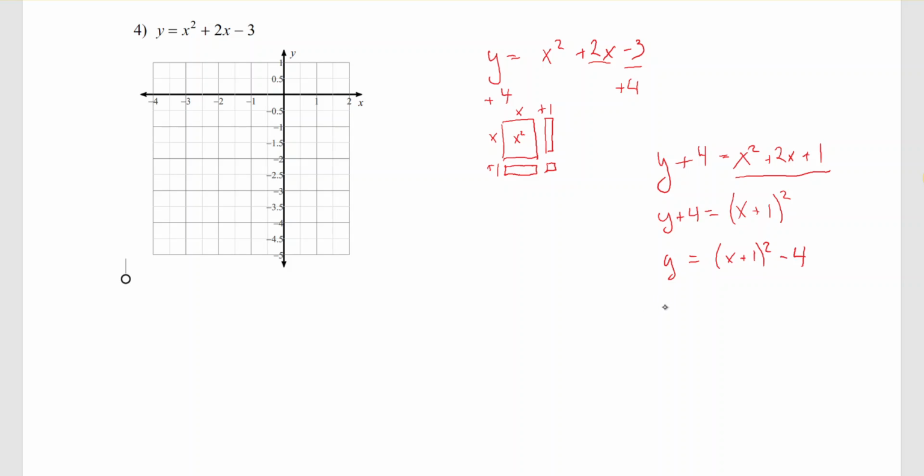We know that our vertex is at (-1, -4). Go ahead and plot the vertex. (-1, -4) is right here. And let's see if we can use our y-intercept for our second point. So go back to our original equation that's written in standard form because it's super easy to get the y-intercept from that. Just plug in 0 for x, and when you plug in 0 for x, you can see that the y-intercept would be -3.